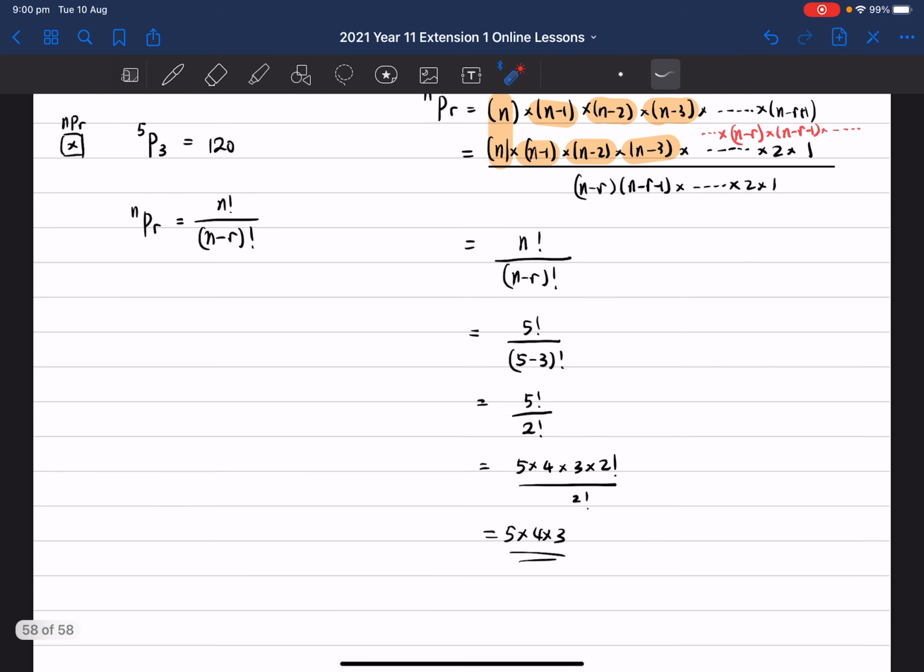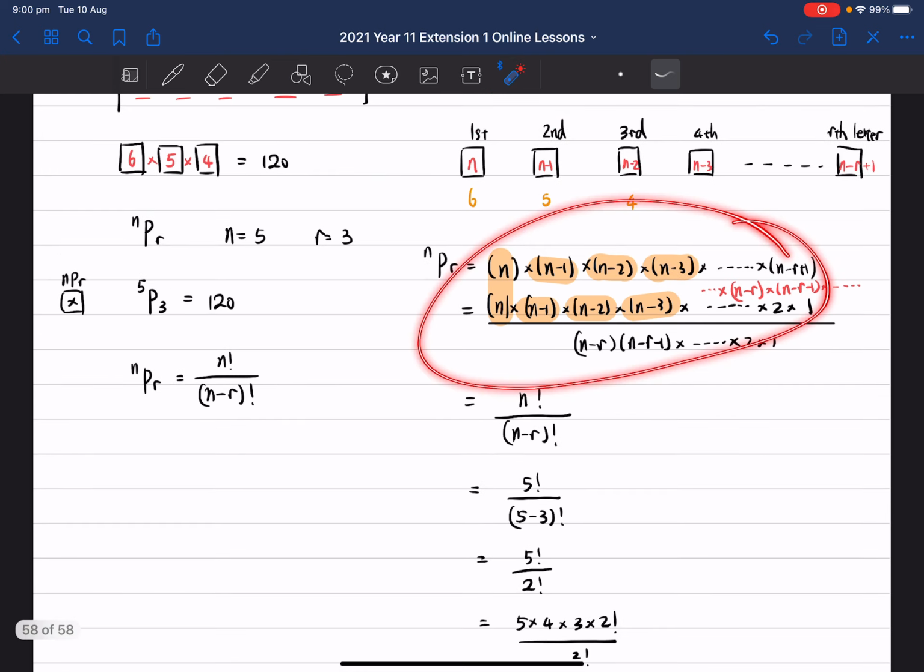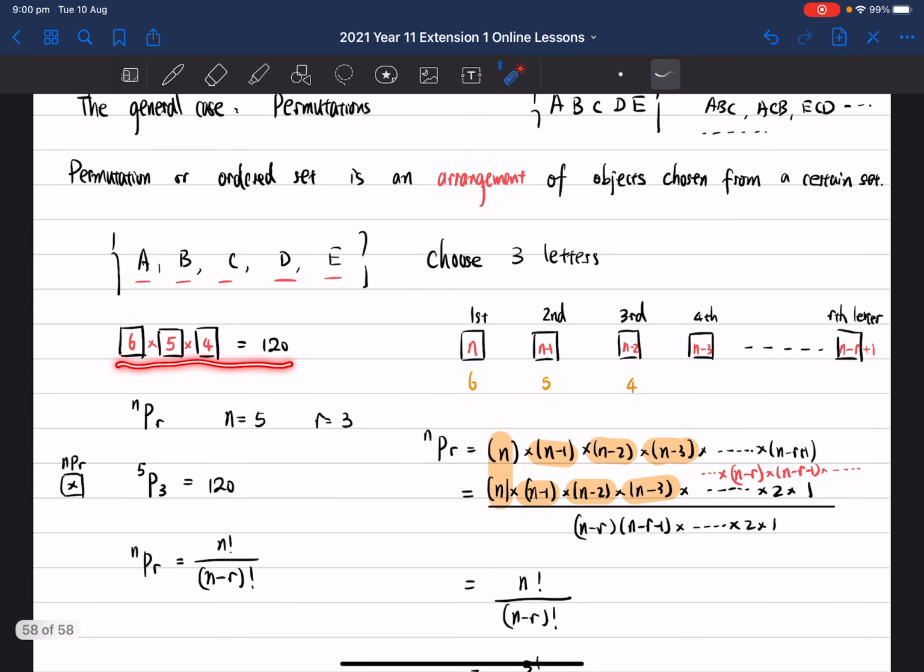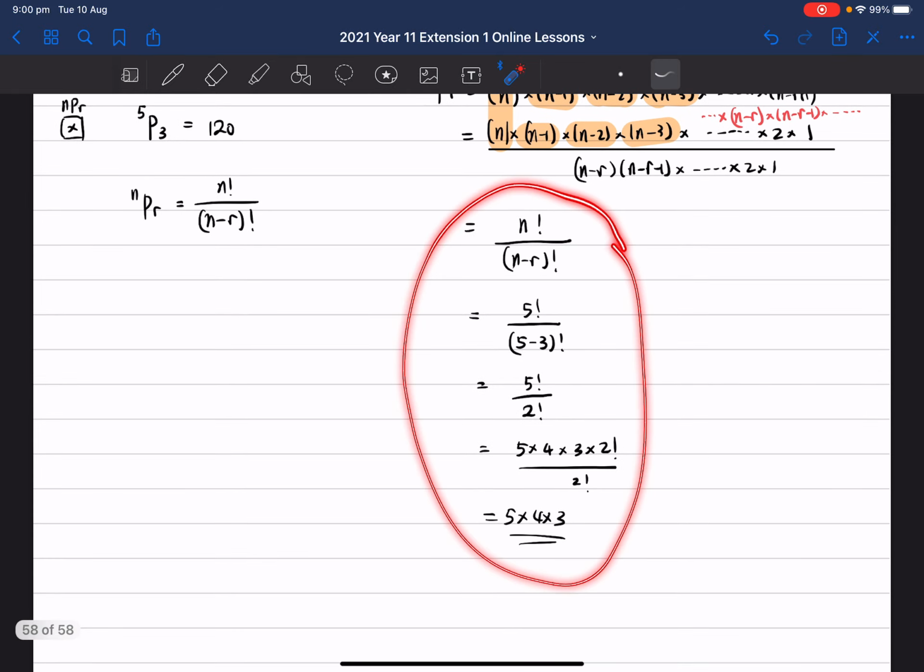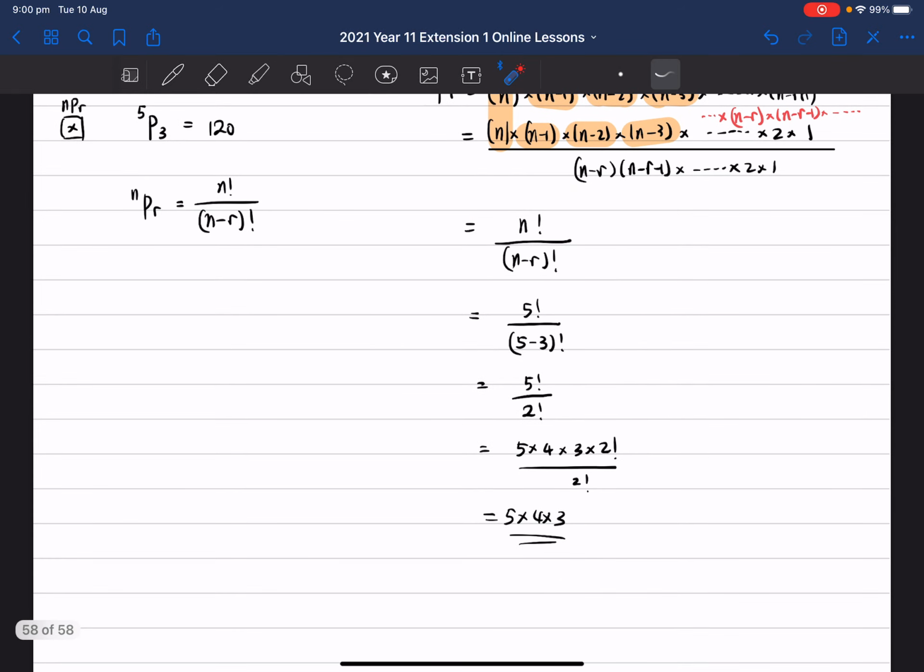Now, I'm not asking you to do this question using pen and paper with this method, because there is no point in doing 5 times 4 times 3 this way. It is much harder. We can just use the counting method, or just write down 5P3. I'm just using this example to demonstrate the formula for you, everyone. That's the reason.